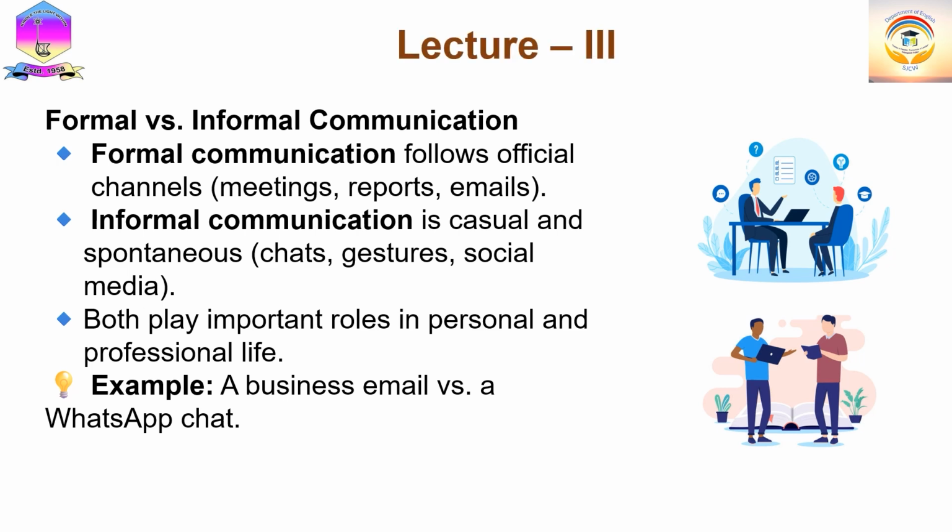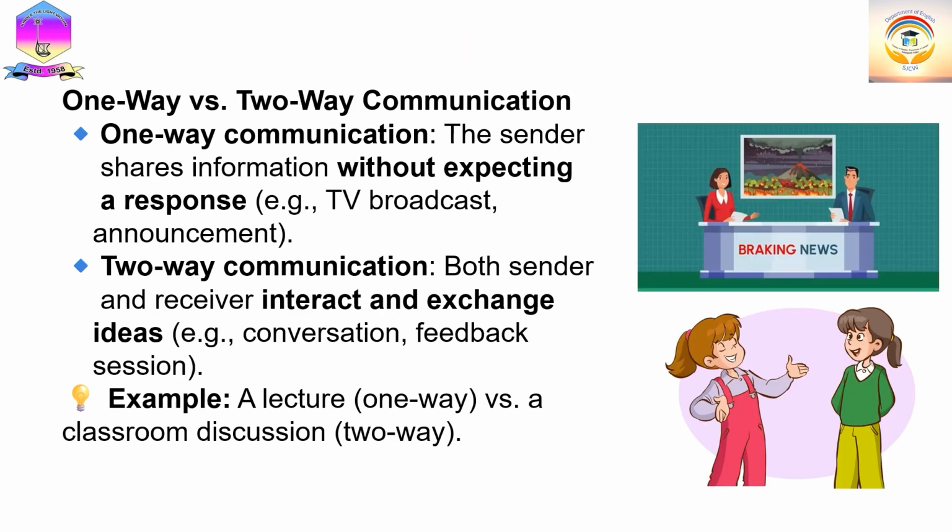Okay. Now, coming to the next type of communication, that is one-way communication versus two-way communication. A one-way communication is where the sender shares information without expecting a response. For example, you can see the image there. A news reader reading the news in a telecast, in a broadcast, where it is just one-way communication. A two-way communication is where both sender and receiver interact, exchange ideas, converse with each other, and give feedback to each other. So that is a two-way communication.